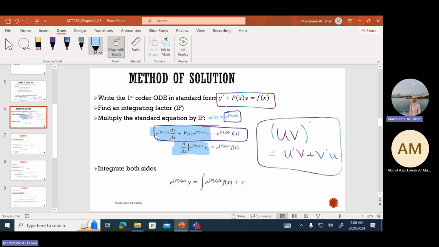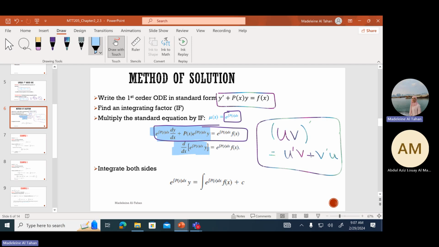How can we bring the dx to the other side? Now we have the derivative of something equal to something, just an x. Can we integrate? So when we integrate, we will get the answer.